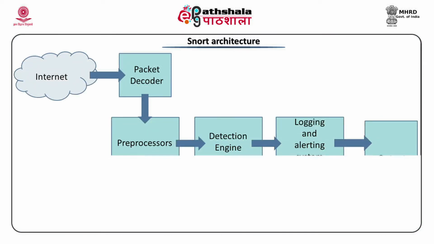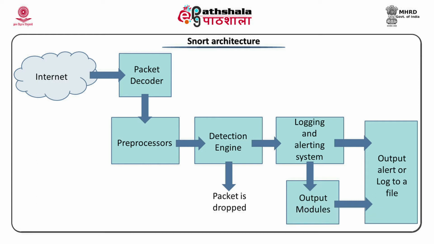To start with the Snort architecture, packets come from the network or from the internet. There is a packet decoder, then the packets go for pre-processing. They go to the detection engine where we have defined the rules. The packet is dropped, or the packet is logged and an alert is made. So, in Snort there can be three activities: alert, log or drop. Drop means no activity is to be taken. In case of logging and alerting, it is given to the output modules and they would put an alert or log to a file.